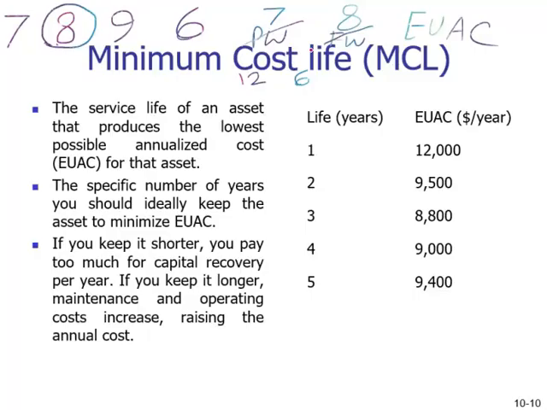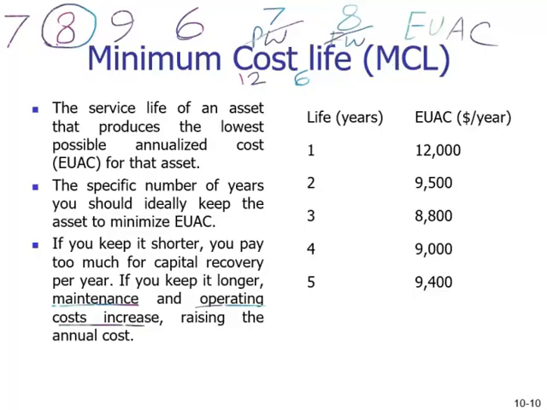Okay, you may say, what about we consider longer years, 9, 10. In that situation, the recovery per year of the initial investment would be smaller and smaller. Yes, that's correct. But the problem is that you will have higher maintenance and operating costs that increase the annual cost. So that's the reason there's one optimal point, minimum cost life.